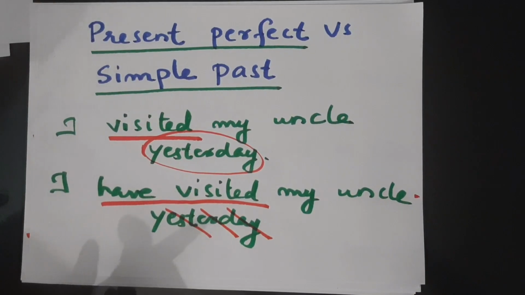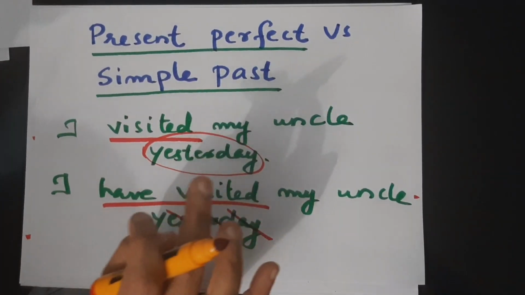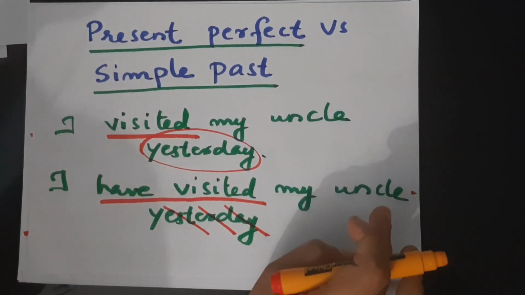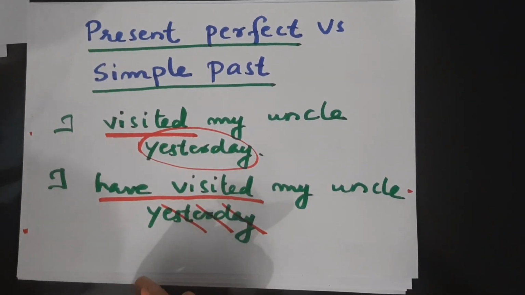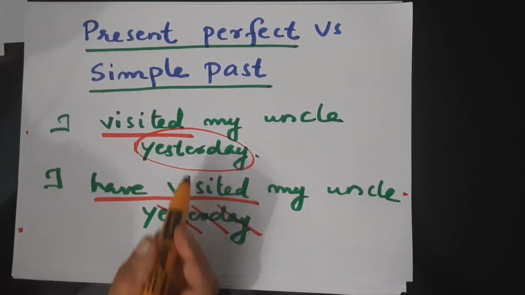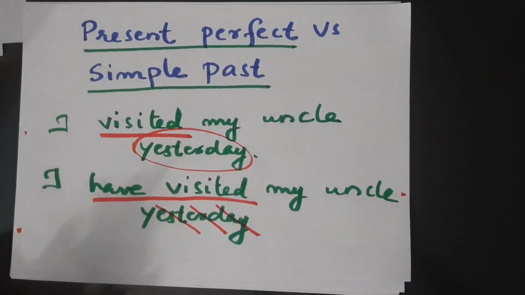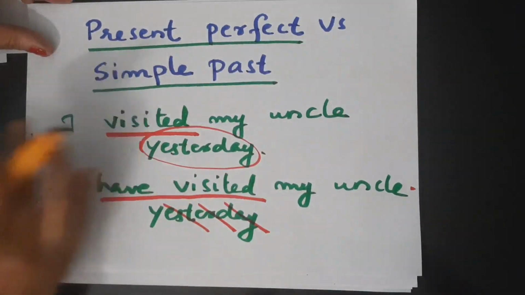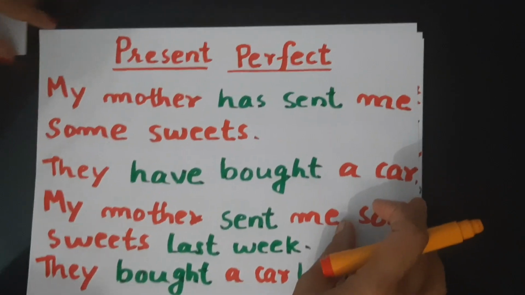So I visited my uncle yesterday is correct. I have visited my uncle. That is enough. No need of pointing out that point of time. Okay, that is the difference between present perfect and simple past. Okay, let's come to some other examples.